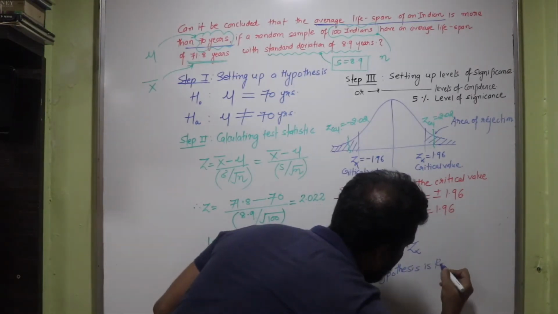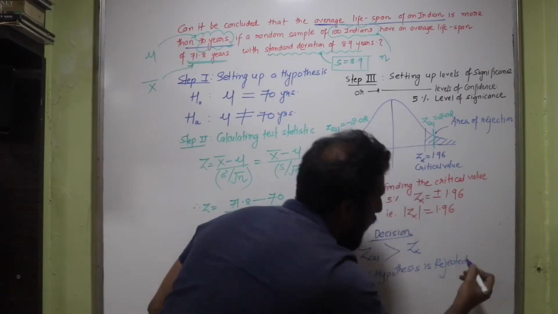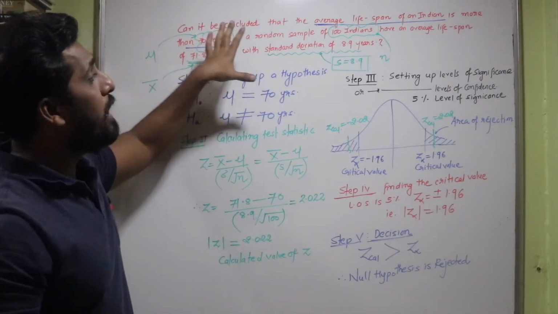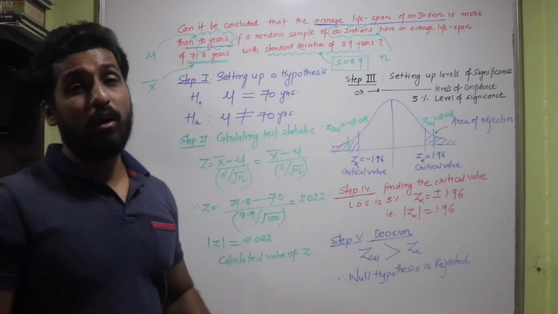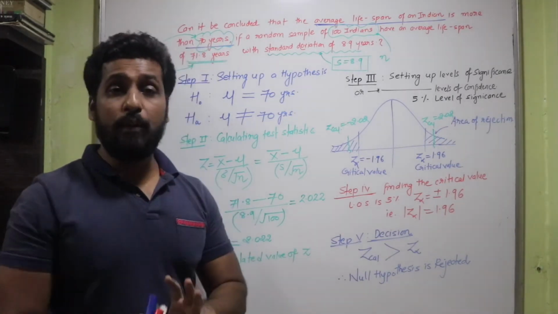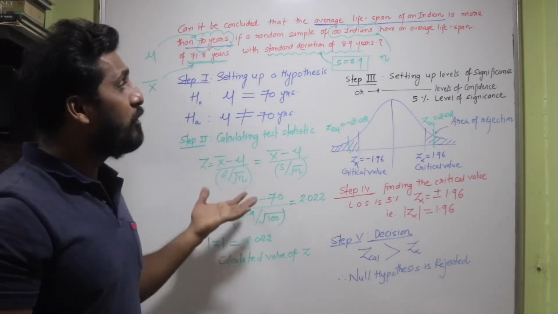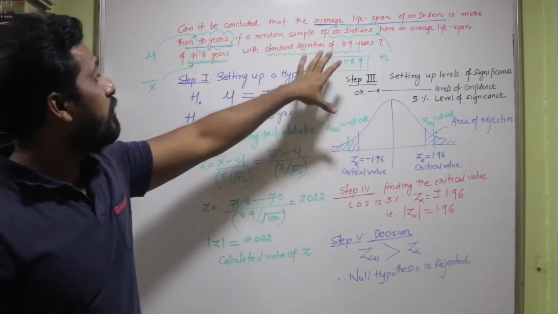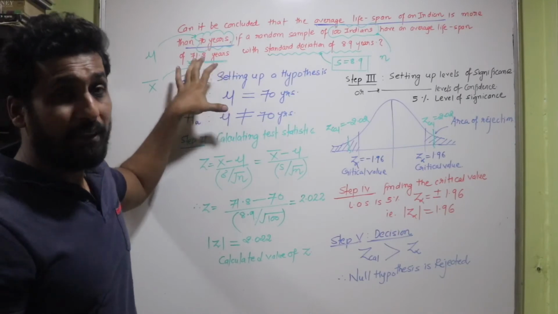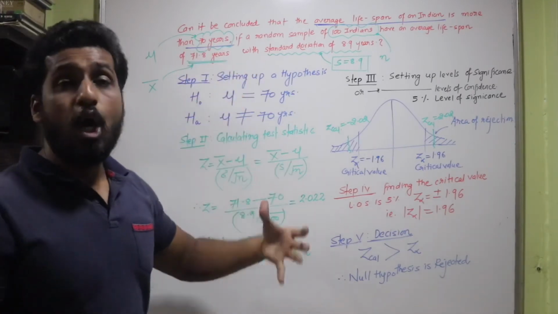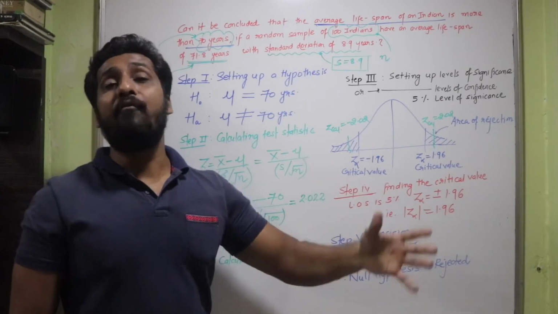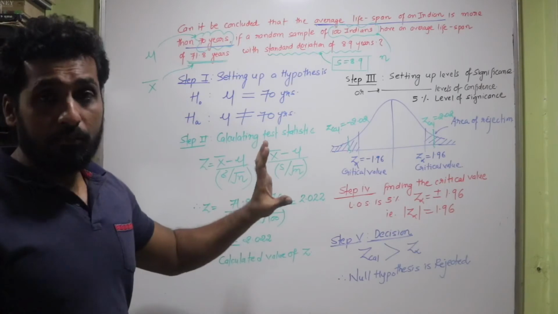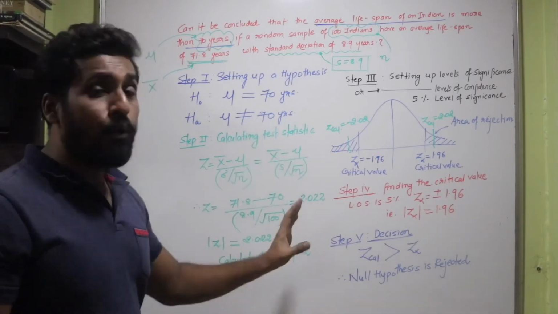is rejected. Now when I say that the null hypothesis is rejected, it means that the average lifespan of an Indian is not 70 years. Simple conclusion. The average lifespan of the Indian is not 70 years, based on the lifespan that you have got for the sample. For the sample it was 71.8 years. From here you cannot conclude that the average lifespan of the Indian is going to be 70 years. That is the simple conclusion after solving this problem.